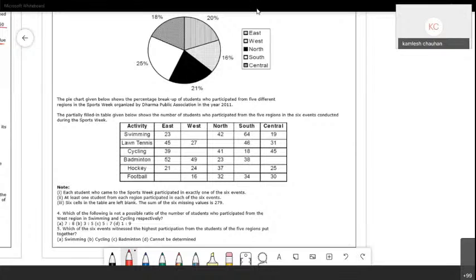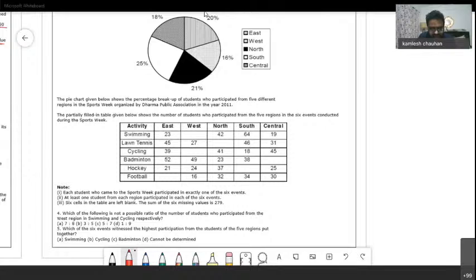Okay, so let's solve this one, everyone. Now here in this question, it's very important to read this part. We have these percentages, and we are given the values here.